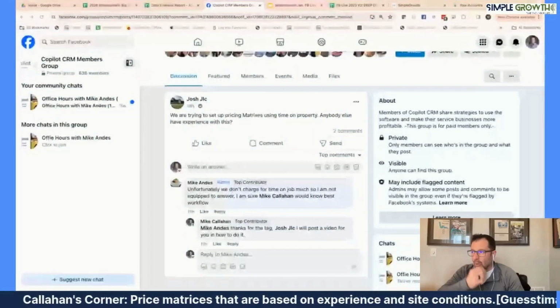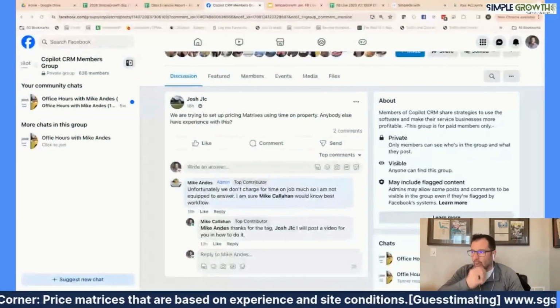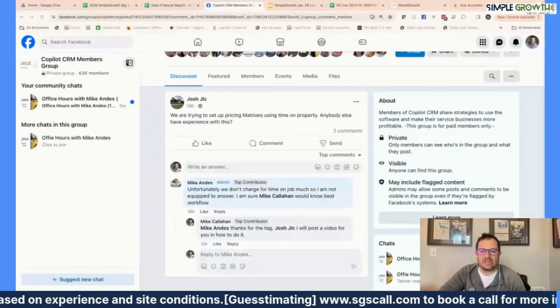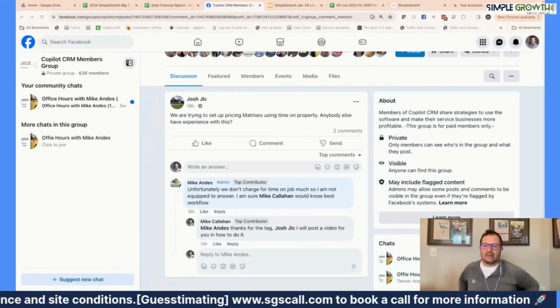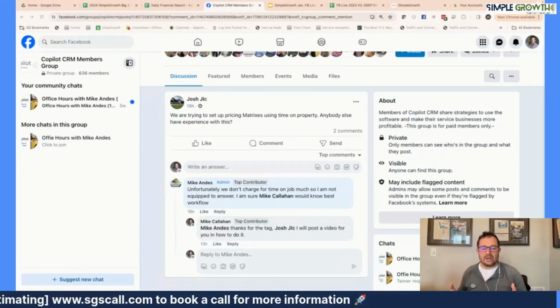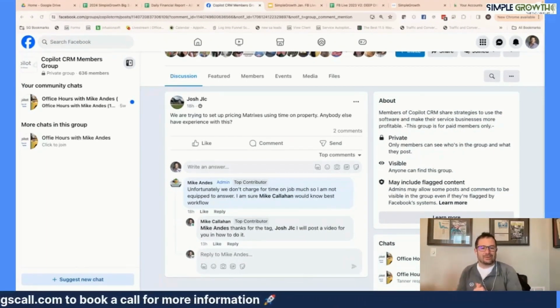But right out of the users group, Josh says, "We're trying to set up a pricing matrix using time on property. Anybody else have experience with this?" So Mike, Andy, thanks for the tag here. But Josh, this is really pretty easy stuff. It took us several years to figure it out, so I said in perspective, easy stuff. But now that we have a methodology to set this up, I'm happy to share this in the mindset of abundance.